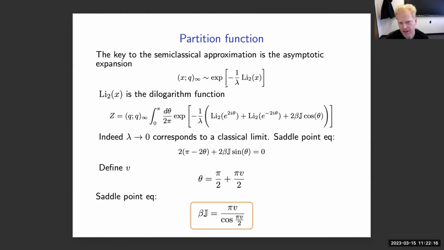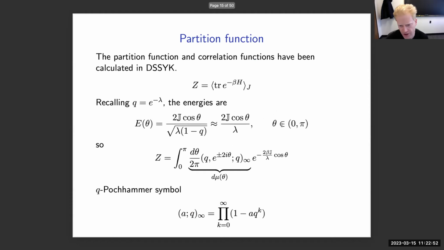Now, to do the small lambda expansion, the key is to know that these Q Pochhammer symbols have an asymptotic expansion for small lambda, where the leading behavior is just e to the -1 over lambda times a dilogarithm. So for every such Q Pochhammer symbol, we can just replace it by a dilogarithm at leading order. So the partition function is just this integral over theta, exponent of -1 over lambda times the two dilogarithms from the e to the plus and minus 2i theta, and this is just the energies. Recall that the energies also had 1 over lambda.